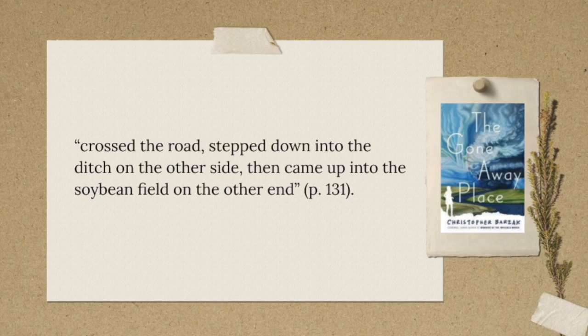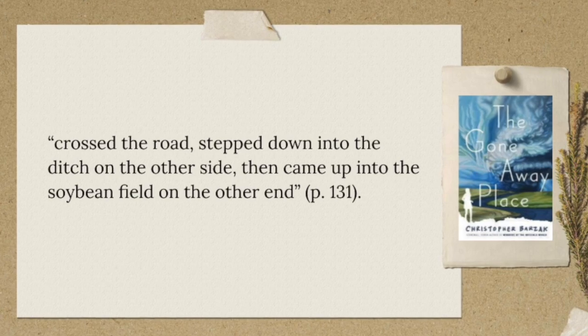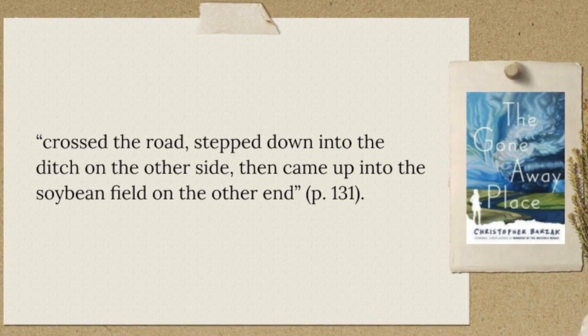The second one is that there are small and seemingly innocuous descriptions of ghost sightings and general descriptions of the rural landscape. At one point, Ellie's dad sees the ghosts of two of her best friends walking through a hayfield before they crossed the road, stepped down into the ditch on the other side, then came up into the soybean field on the other end.